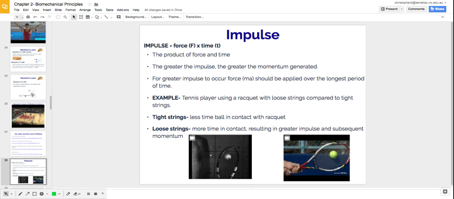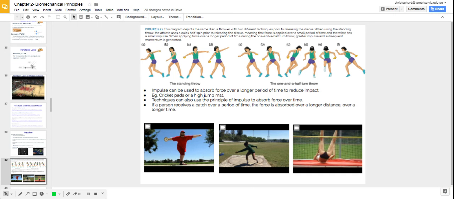The tighter strings will mean that there is less time that the ball is in contact with the racket. Okay? The looser strings mean that there is more time in contact, resulting in a greater impulse and subsequent momentum. So that's where we're looking at greater momentum, but there's obviously not as much power in that. And the same thing when we're looking up here. So we can use impulse to absorb force over a longer period of time to reduce impact. So if we're looking at cricket pads, we're obviously trying to reduce the impact so that when the ball strikes it, okay, it absorbs that force. Same as a high jump mat when a person lands on that.